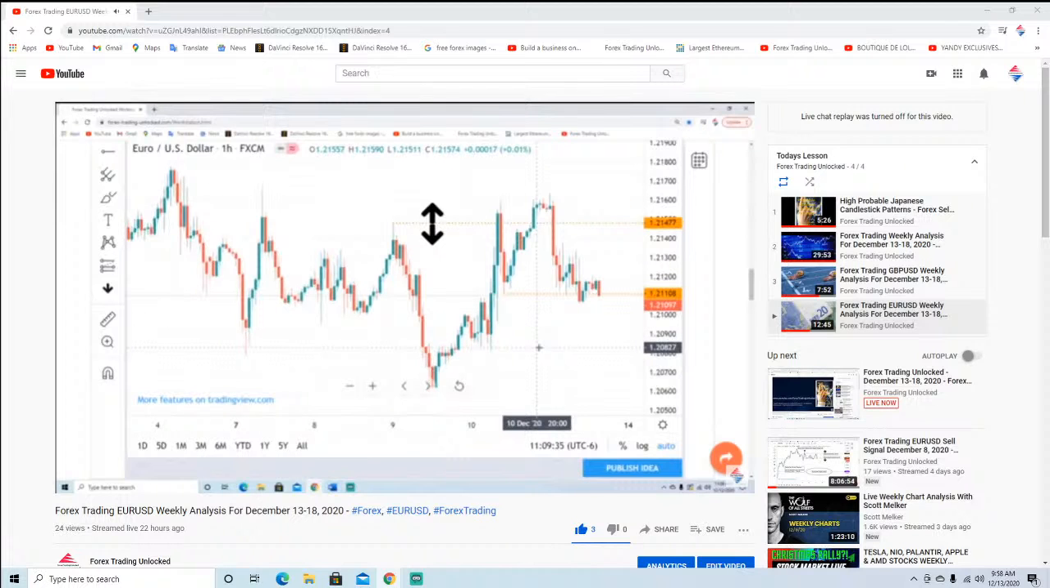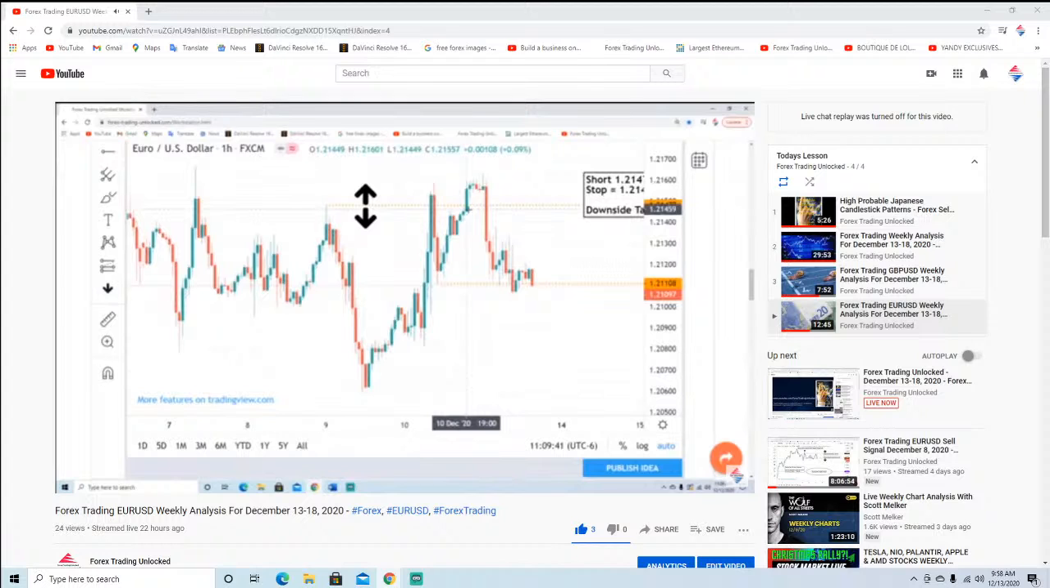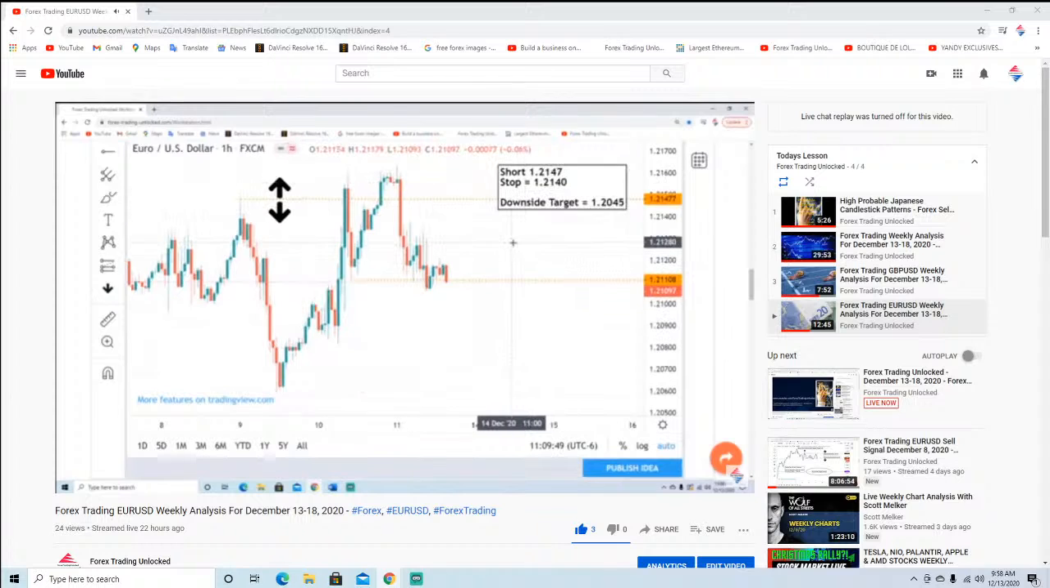So we had a nice little rally from Thursday into Friday. Like I said, it peaked on Friday, and as you can see, we ran into a wall at the top there. We have a short trade from $1.2147 that had our initial stop at $1.2175.